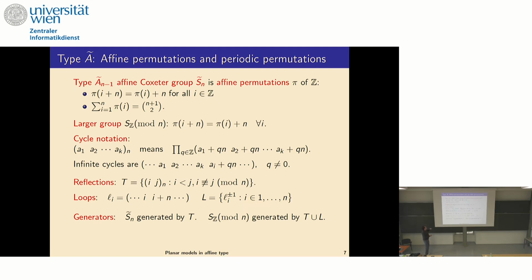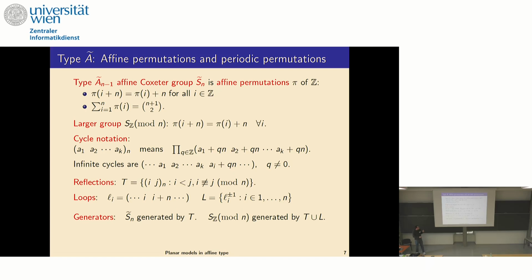Okay, so the reflections are basically transpositions, but there's this mod n condition. So they're really mod n classes of transpositions. And then there are these special elements called loops, which I'll show you on the next slide why they're important. All this does is fix everything else and take this element i. The loop at i takes the element i to i plus n, and therefore i plus n to i plus 2n, et cetera. And of course, it will have an inverse, which does the opposite thing.